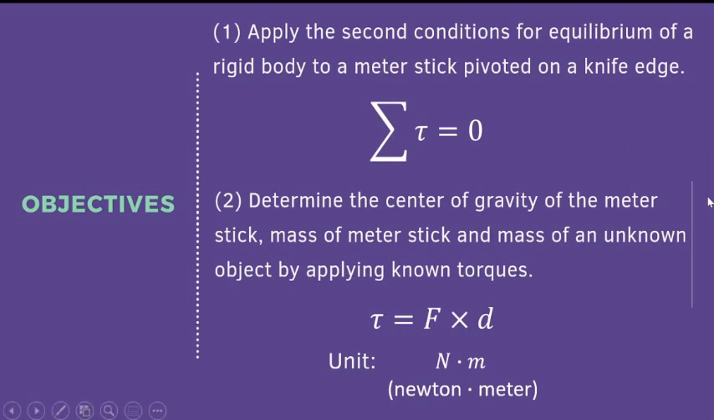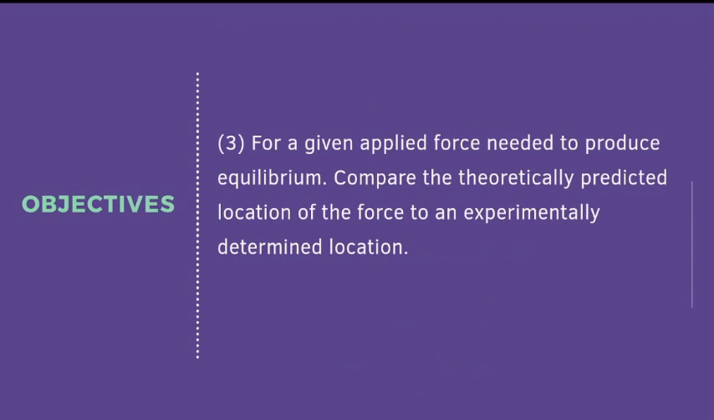The second objective is to determine the center of gravity of the meter stick, and the mass of a known object, by applying the known torques. Here, torque is equal to the force times the lever arm, and the force should be perpendicular to the lever arm. The unit of torque is Newton meter. The third objective is, for a given applied force needed to produce equilibrium, to compare the theoretically predicted location of the force to an experimentally determined location.